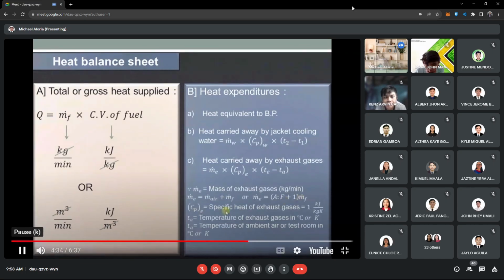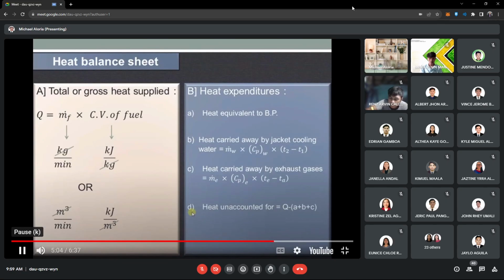CPE is nothing but the specific heat of exhaust gases. And if that value is not mentioned, then you can assume it as 1 kilojoule per kg Kelvin. TE is the temperature of exhaust gases going out from the engine cylinder in centigrade or Kelvin. And TA is the temperature of the ambient air or surroundings, or test room temperature in which the trial is carried out, either in centigrade or Kelvin. So we can say that the total heat supplied is accounted for using A, B, C, and then this D. So out of this 100%, the heat is utilized in this particular way.